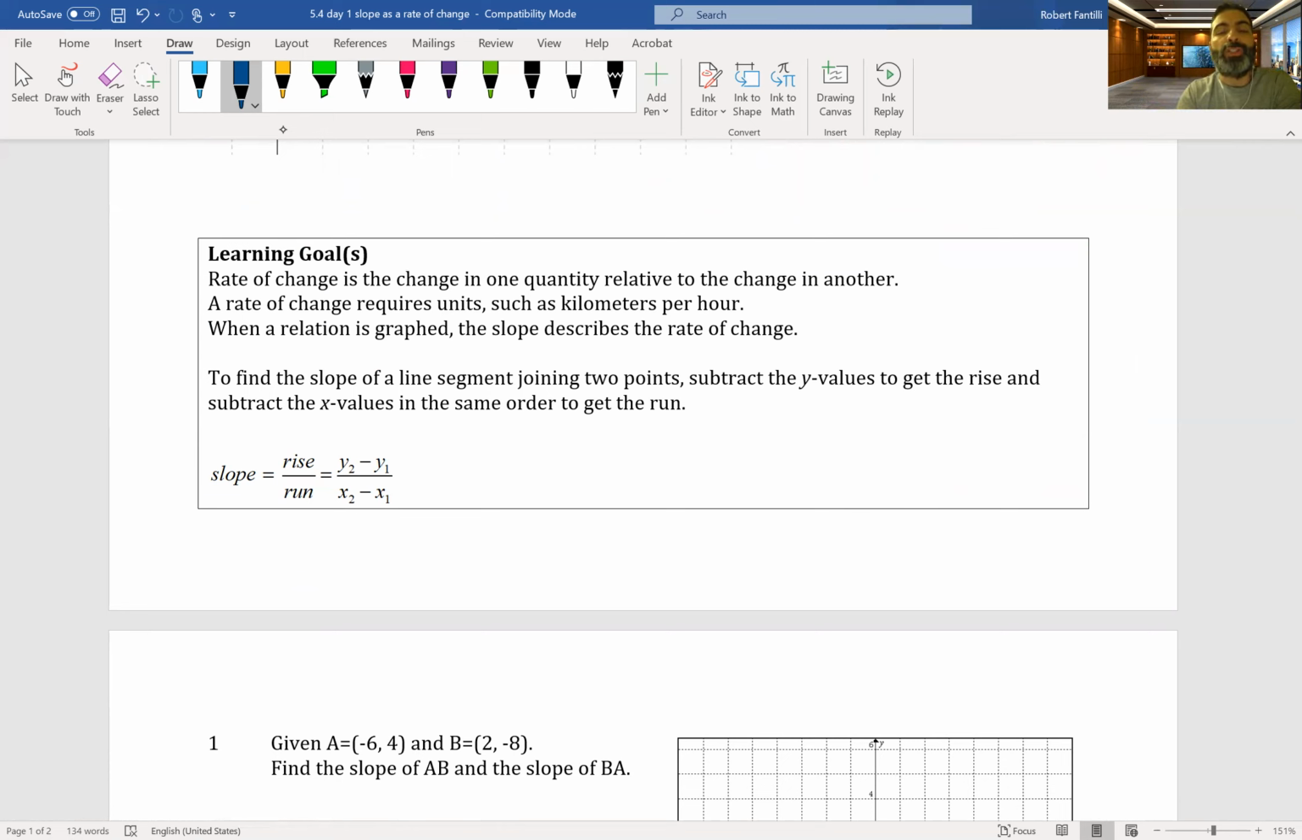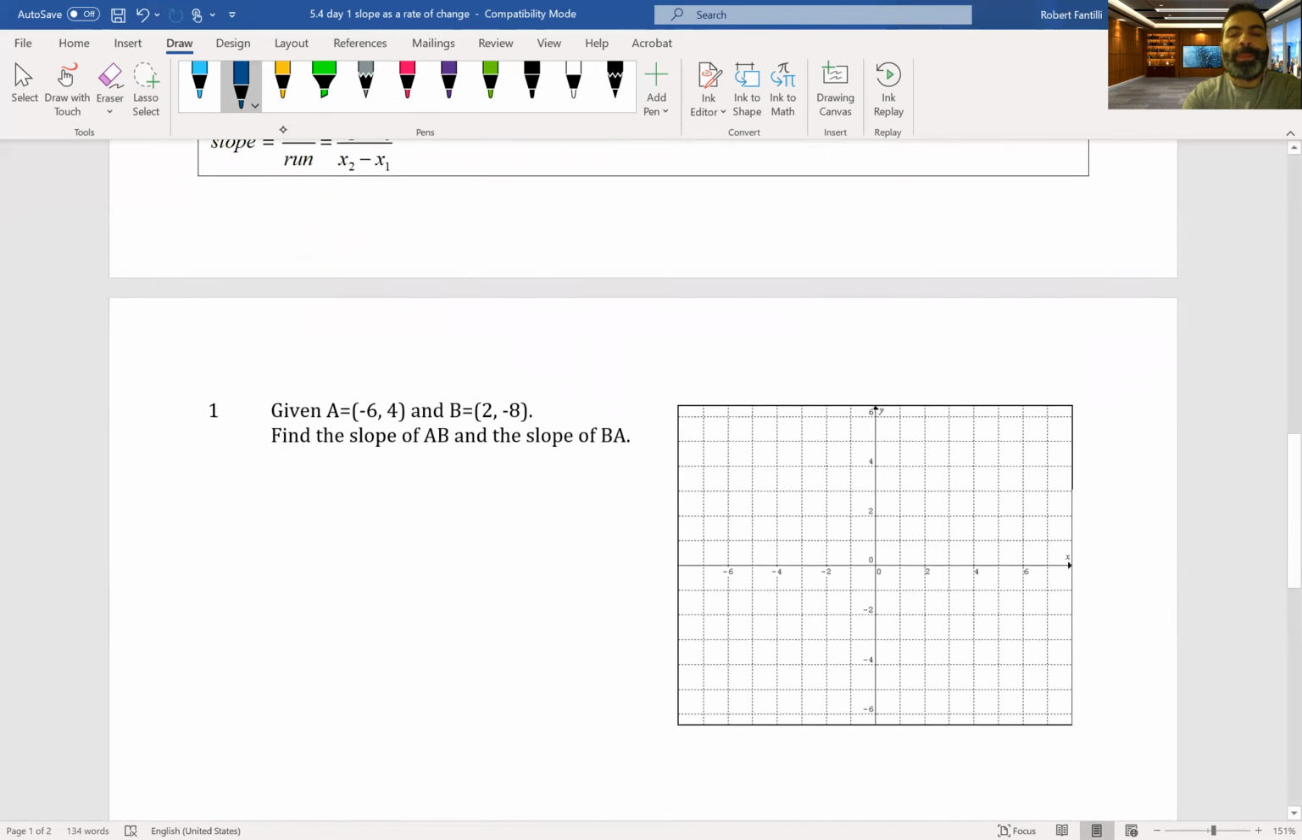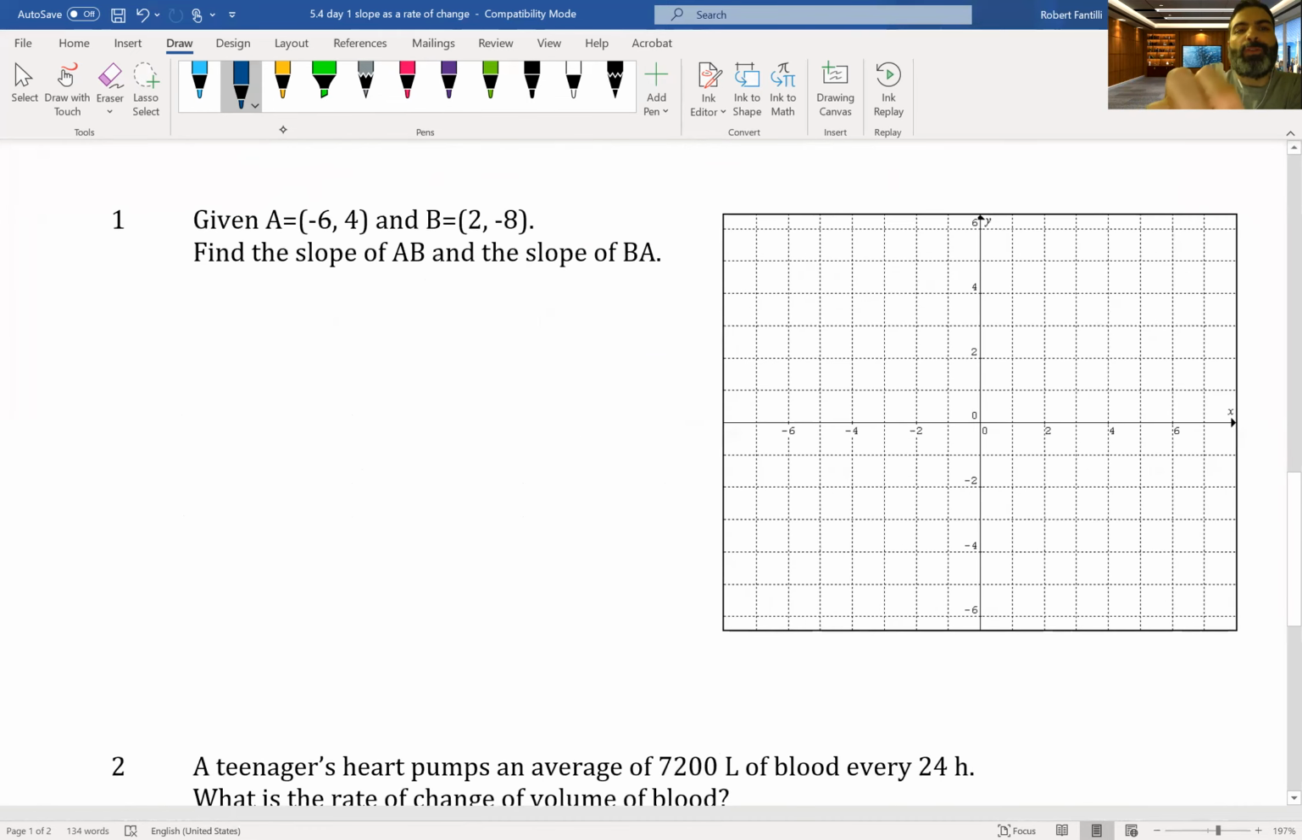A rate of change requires units, right? Here we have meters, but it could be kilometers per hour. It could be dollars per hour. When a relation is graphed, the slope describes the rate of change, just like the slope could describe speed if it's distance over time. To find the slope of a line segment joining two coordinates, we subtract the y values, y2 minus y1, and then the x values, x2 minus x1, to get the run. So here we're going to apply that formula, and we're going to start off with A is negative 6, 4, and B is 2, negative 8.